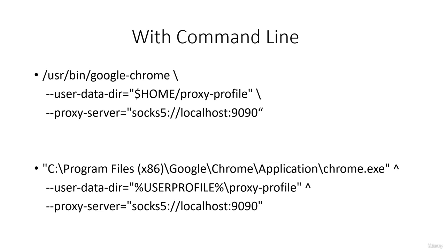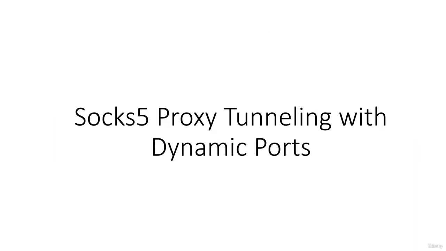So in conclusion, we learned how to set up an SSH SOCKS 5 tunnel and configure our browser to access the internet privately and anonymously. For ease of use, you can define the SSH tunnel in your SSH configuration file or create a bash alias that will set up the SSH tunnel and start the browser. And that's all about SOCKS 5 proxy tunneling with dynamic ports.